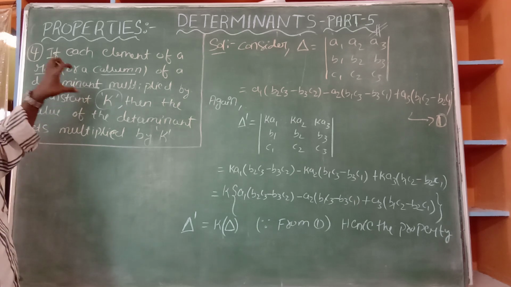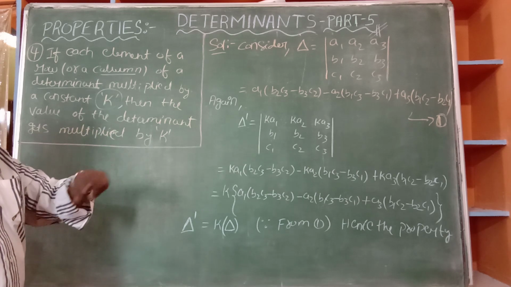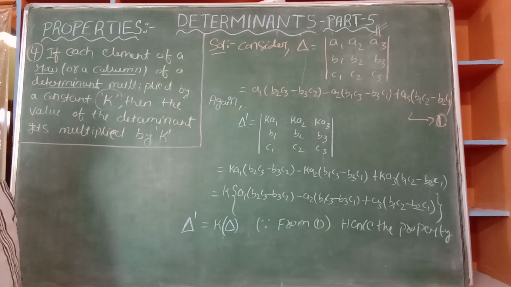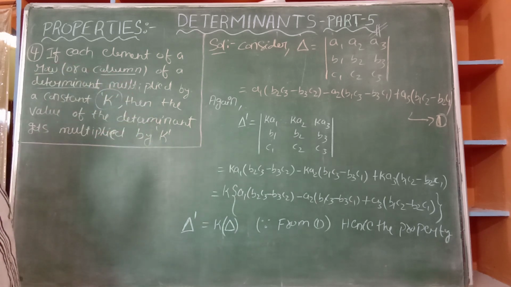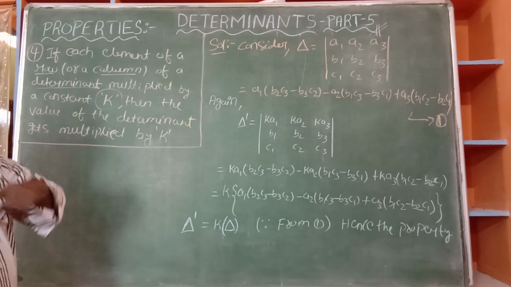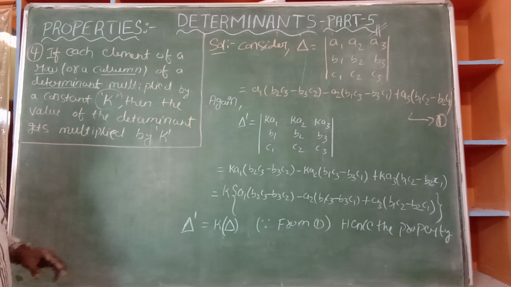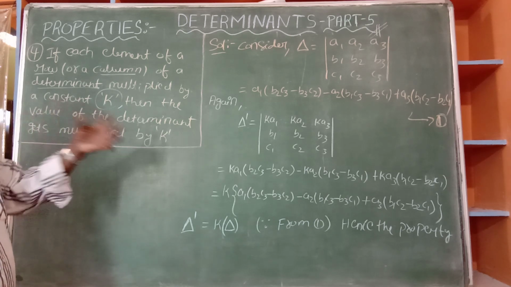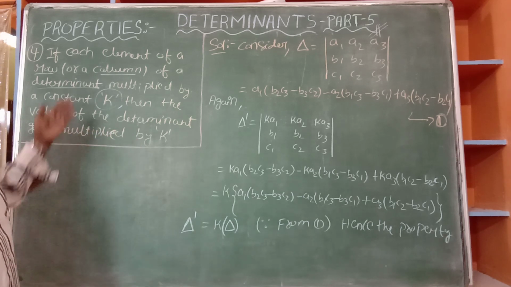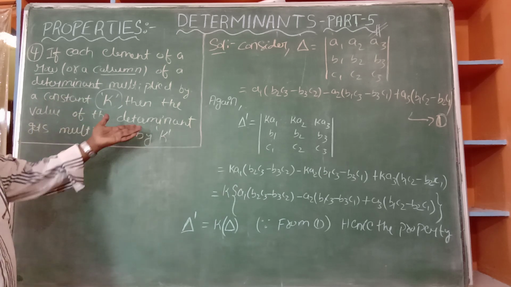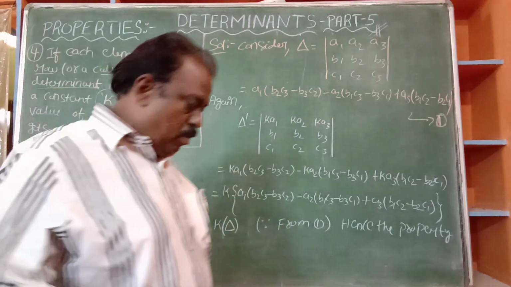Suppose the value of the given determinant is 10 and each element of the first row is multiplied by 5. Actually delta, after expansion, is 10. Its value is plus 10. And all the elements of the first row are multiplied by 5. Then the value of the resulting determinant will be 5 into 10, that is 50. That is the statement: the value of the determinant gets multiplied by k. Now we'll prove it.